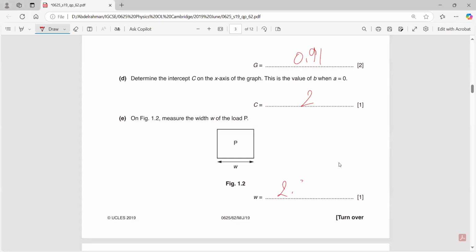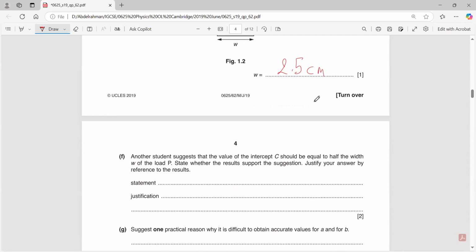So the width is around 2.5 centimeters. Another student suggests that the value of the c-intercept should be equal to half the width W of the load P. State whether the results support this suggestion or not.